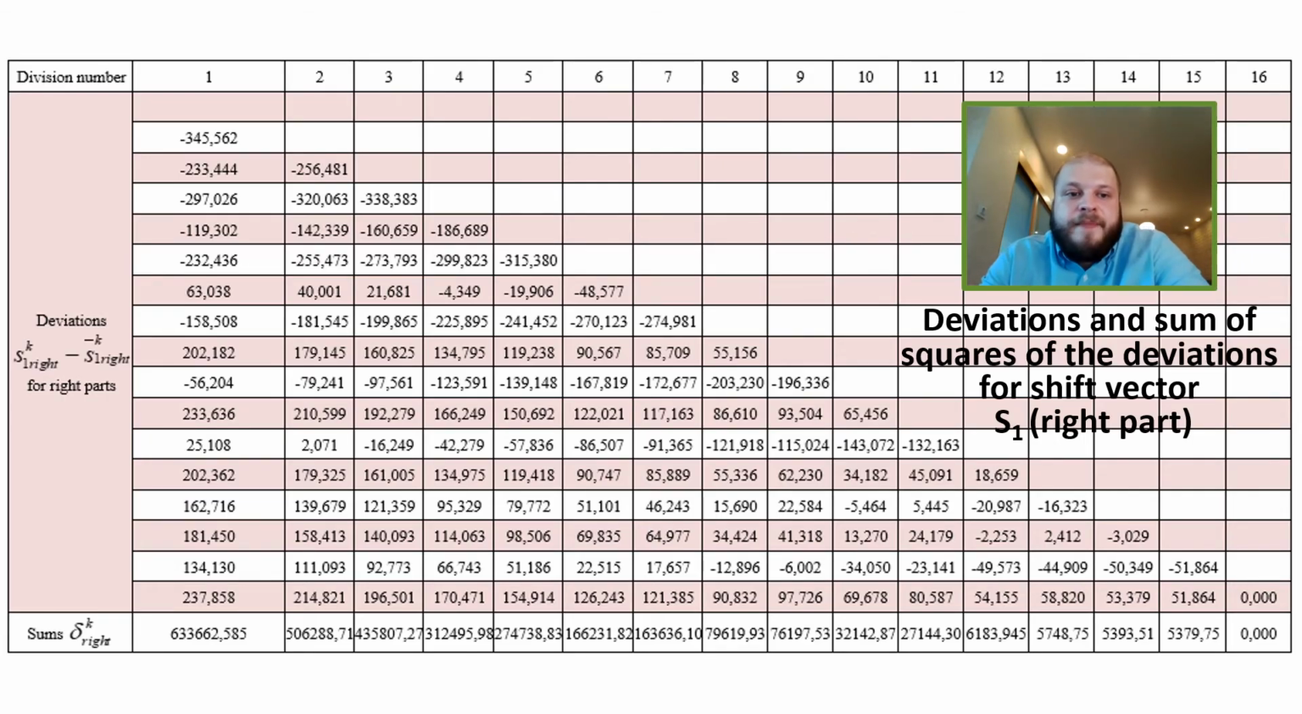So this slide, this table illustrates the deviations of the entries of the right subset from the mean value in this subset. And here we calculate the squared sum of the deviations. The same we have for the second, third, fourth, etc. So please feel free to check the calculations provided in this table.